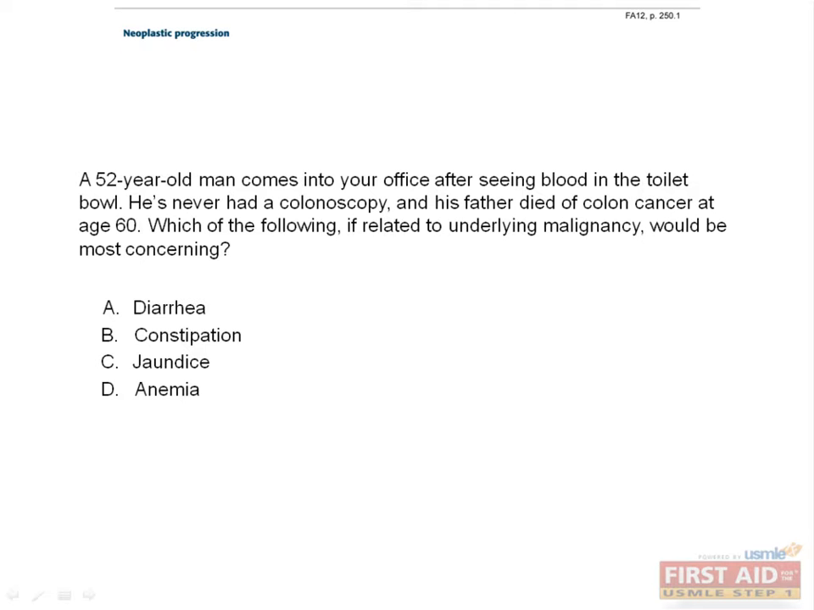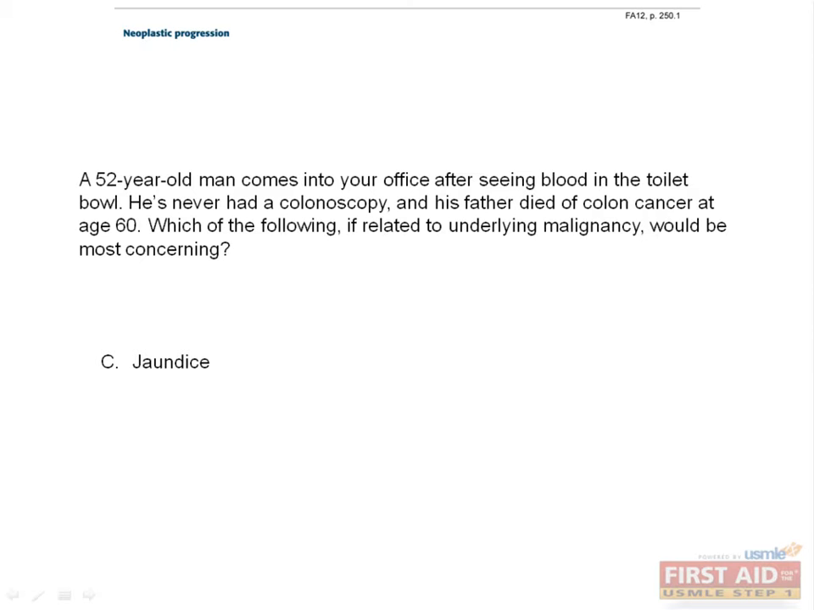Diarrhea, constipation, jaundice, or anemia? This is a tough question. If we're worried that this patient has colon cancer, any of these symptoms could arise, but metastatic colon cancer would be the most concerning since it would be a sign of very advanced neoplastic progression. Diarrhea, constipation, and anemia can all be explained by cancer limited to the GI tract, but jaundice would mean that the cancer has metastasized to the liver and would carry with it a pretty bad prognosis.